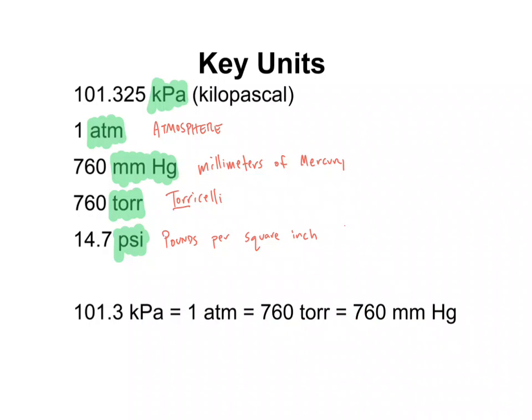So eventually, we're going to be looking at these conversion factors. We're going to be using these conversion factors, and you'll have to refer to these. You'll have to remember that 101.3 kilopascals is equal to 1 atmosphere, which is equal to 760 torr, which is equal to 760 millimeters of mercury. Now, no, you will not have to memorize this. You will have this available to you, but just know where to refer to this and how they're related.